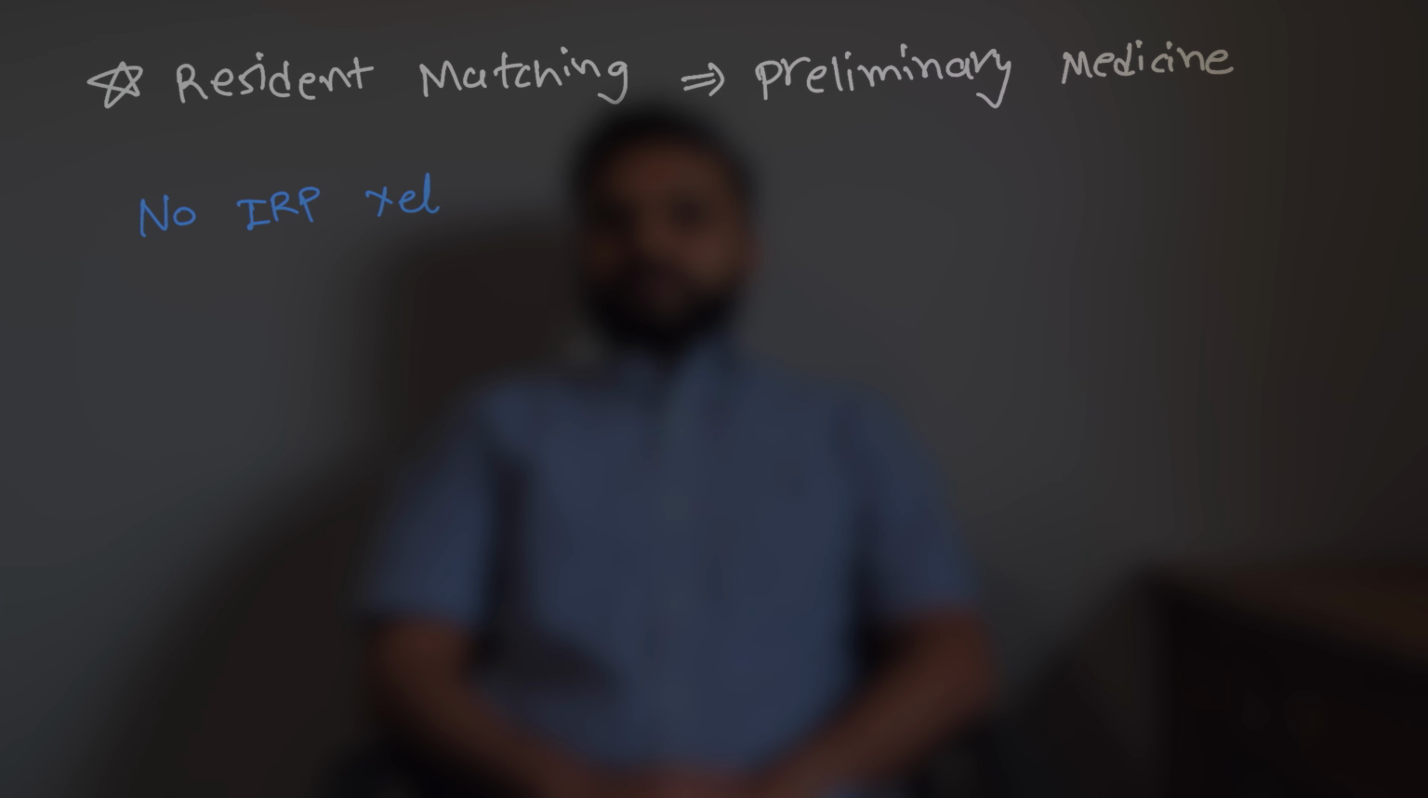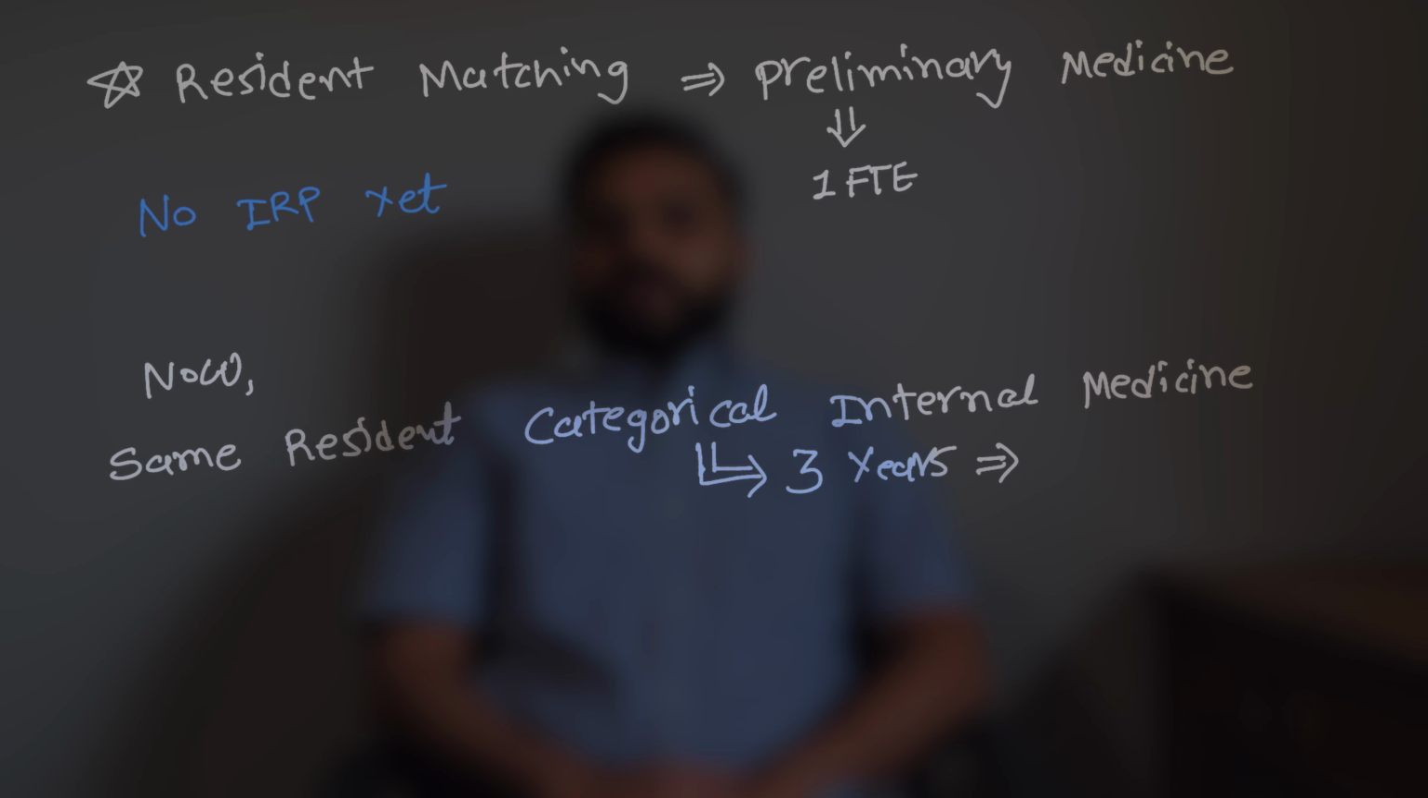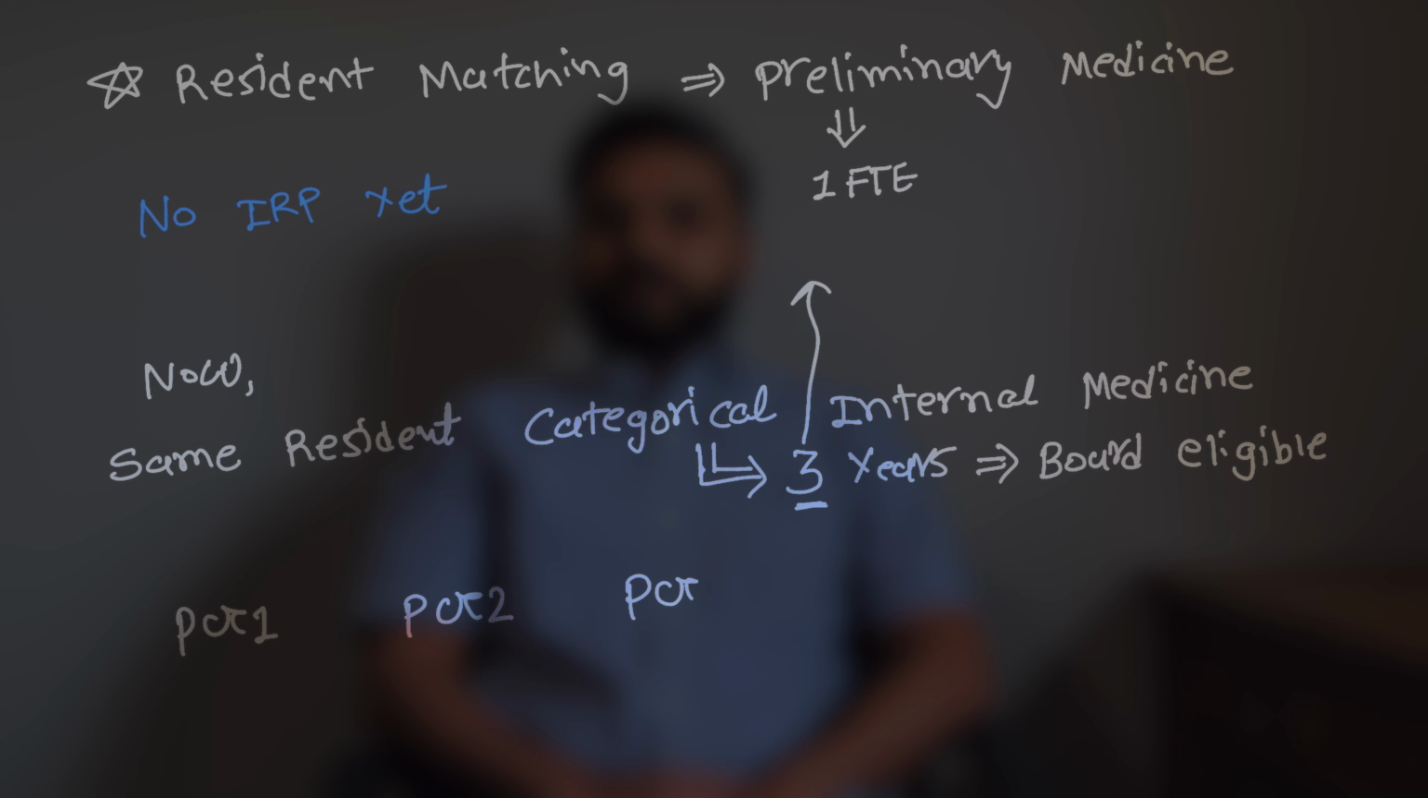But next year, the same candidate matches into categorical internal medicine residency as a first year, then their IRP will be counted for 3 years in total, which will also include the previous 1 year as well, which they did as a preliminary or transitional year. And now in their categorical program, their first and second year will be counted as 1 FTE, and their final year as a third year will be counted as 0.5 FTE. So that institution will get a little bit less payment for that particular resident from the CMS.